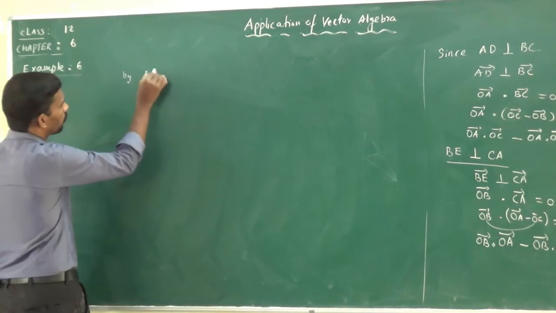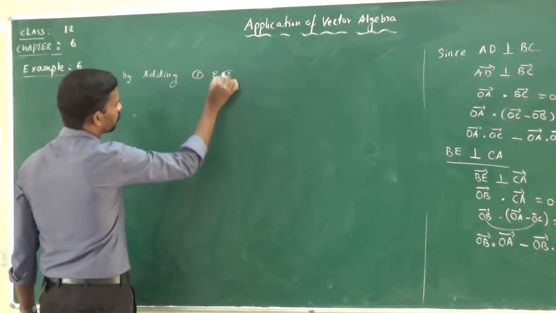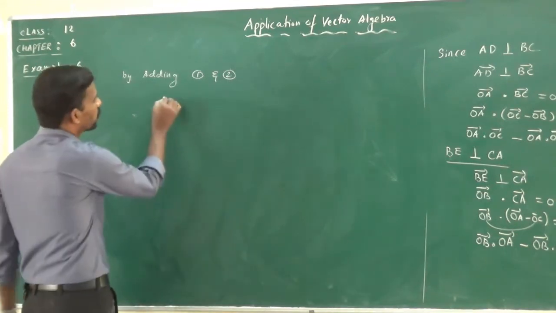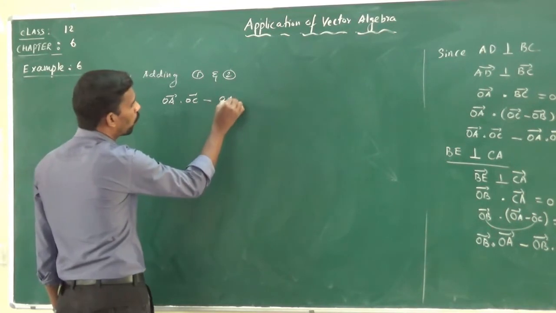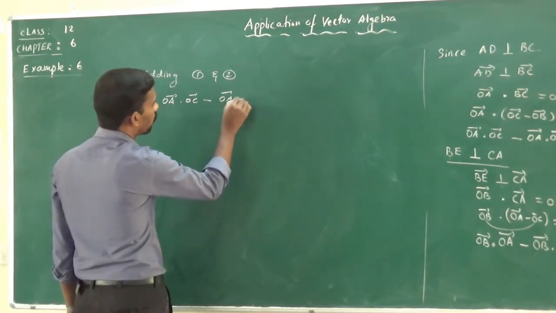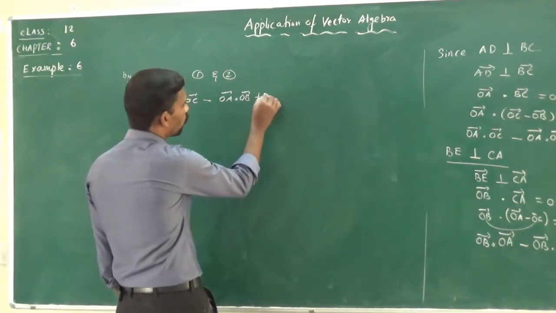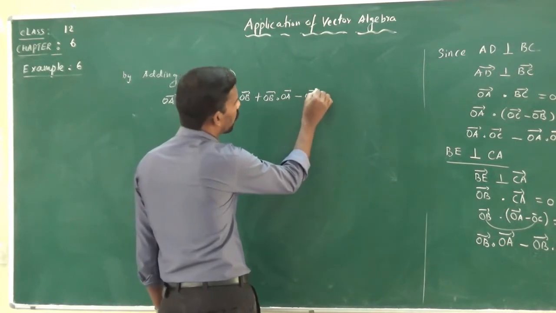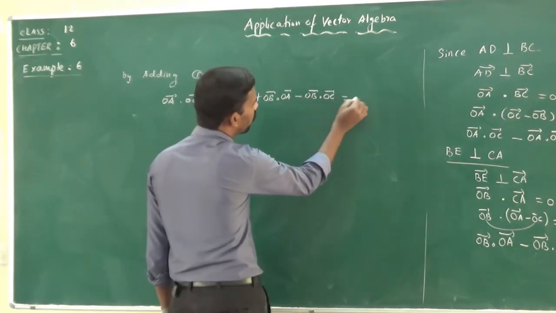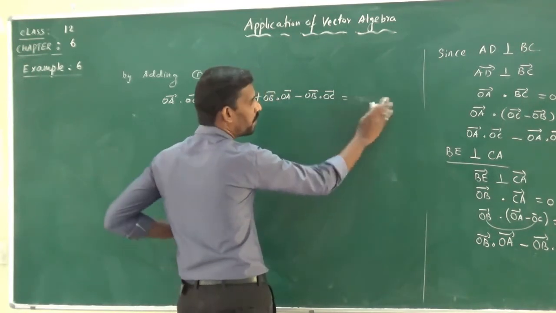By adding 1 and 2. What is the first equation? OA vector dot OC vector minus OA vector dot OB vector. Now the second equation: plus OB vector dot OA vector minus OB vector dot OC vector equal to, here the right side, 0 plus 0, that will be 0.